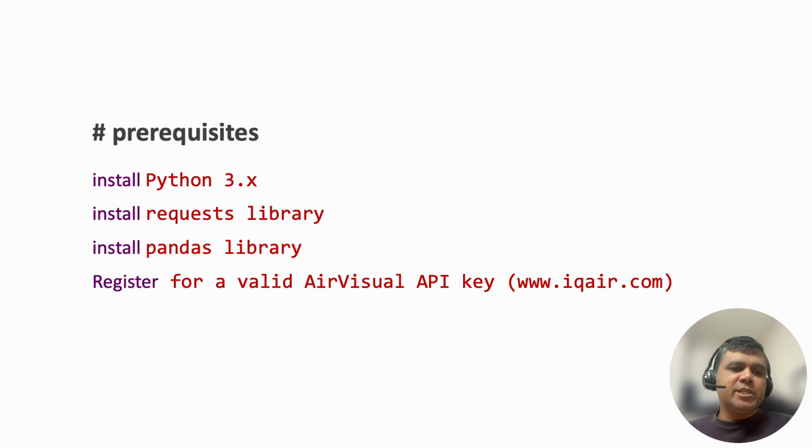So some prerequisites here. Obviously you need Python 3.12 or more. You need to have requests and pandas library for data processing. Also, you need a valid AirVisual API key from iqair.com.